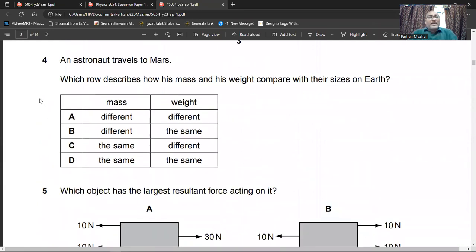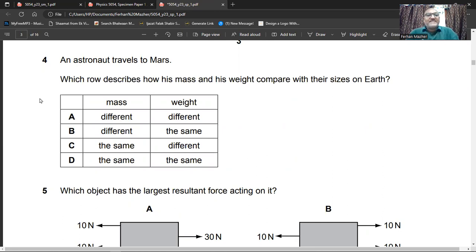Okay, question number 4 coming up on your screen. An astronaut travels to Mars. Which option describes how his mass and his weight compare with their sizes on Earth? You see, if you go to the Mars, there will be no difference in the mass because the mass does not depend upon the location. It does not depend upon the value of the g on that location. The mass will remain the same. However, the weight, obviously on the Mars, the value of the gravitational field strength is different. So that's why the weight will be different there, but the mass will be the same.